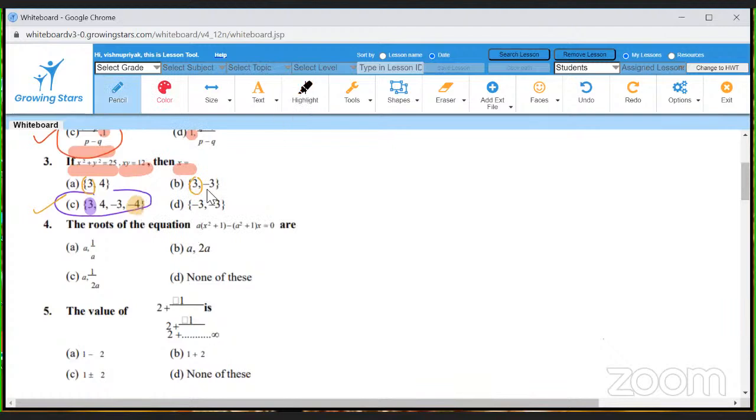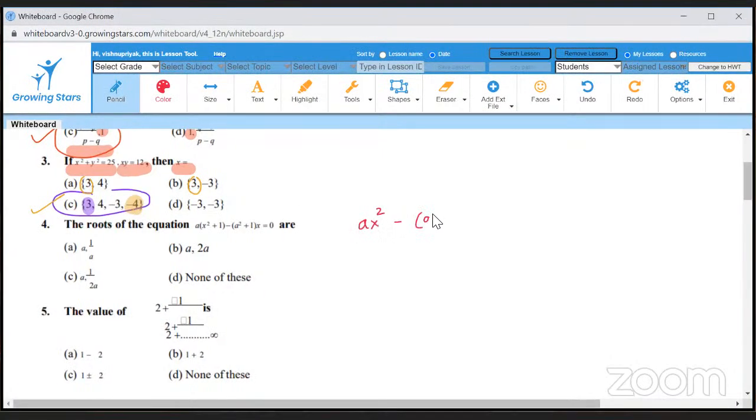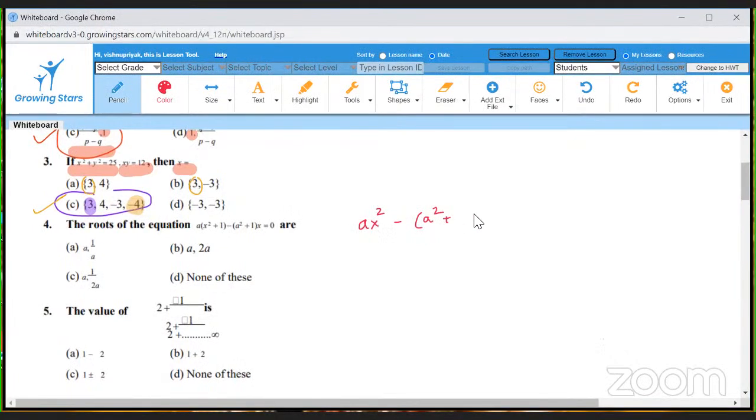Fourth question. The roots of this equation, they're asking. So first of all, make it a quadratic equation. a x square is the x square term, minus a square plus 1 into x is the x term. Then here a into 1, a is the constant term. This became a quadratic equation.